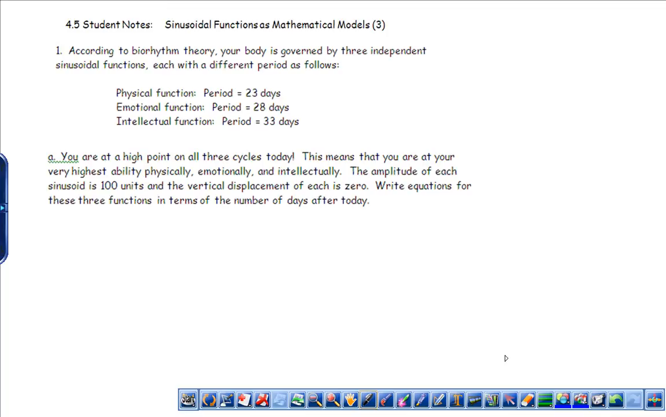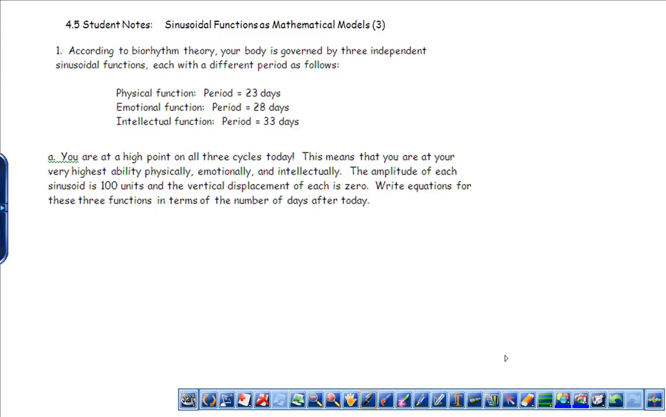This is 4.5 student notes, and this is Math Models Day 3. If you notice, the first part of this is your student notes, and then you'll continue these for your homework.